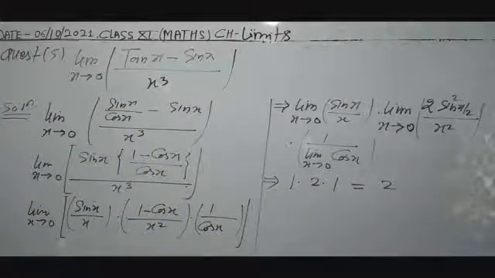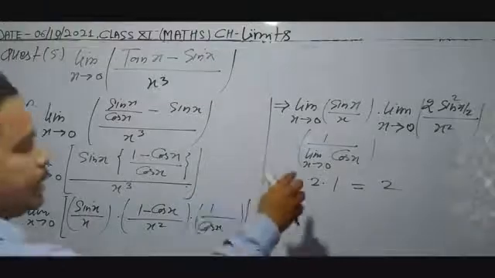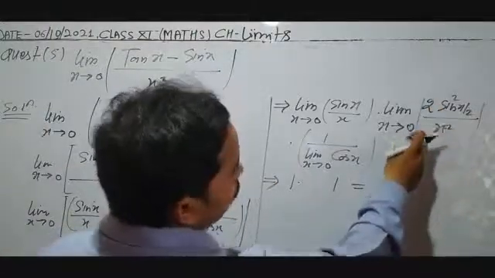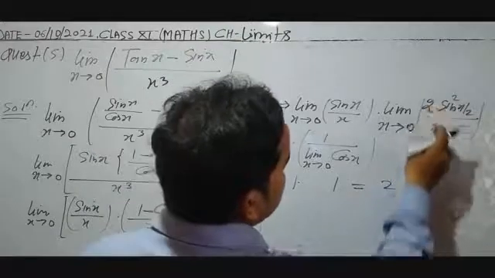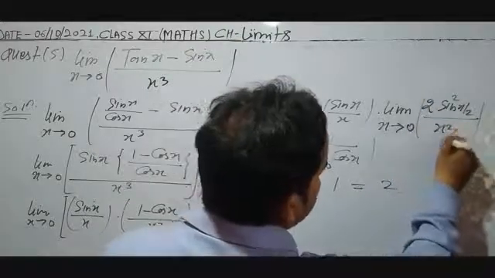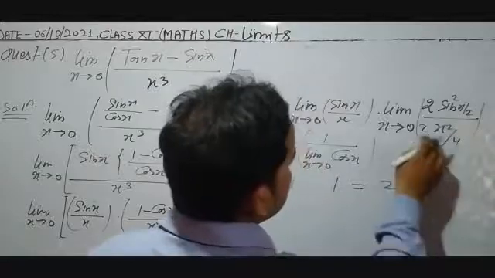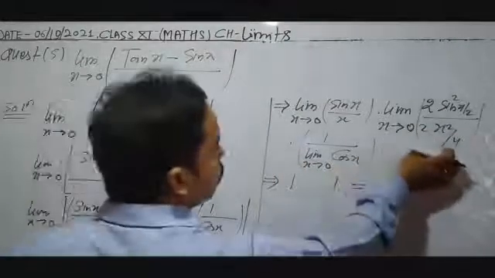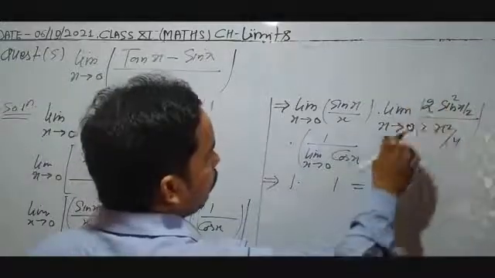See, this will not be 2, this will be 1 by 2, because we have to rationalize by 2. So 2 by 2 means this one we can write x square by 2, and this one we can write 2 by 4. So x by 2 will be 1, so 1 by 2 will be the answer.